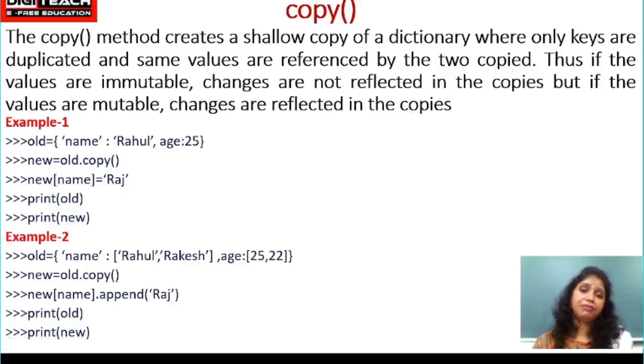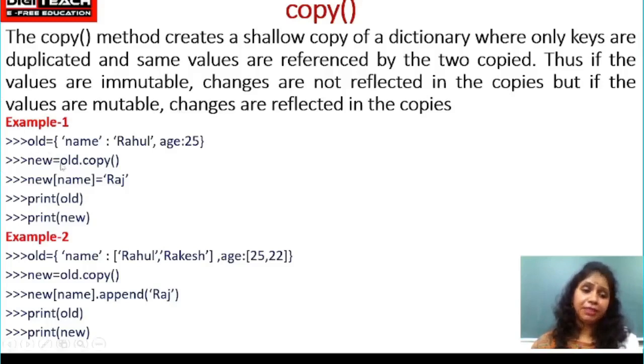By default it is a shallow copy; another is the deep copy function, but here let us discuss the shallow copy method. That means, when you copy a dictionary variable, if your dictionary variable contains immutable data types, changes are not reflected in the copies, but if the dictionary variable contains mutable values, then changes are reflected in the copies. Okay. So, let us do it practically.